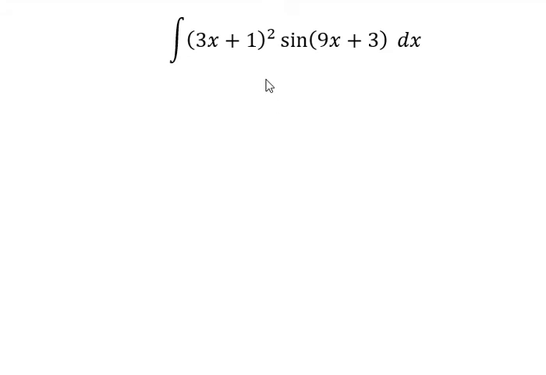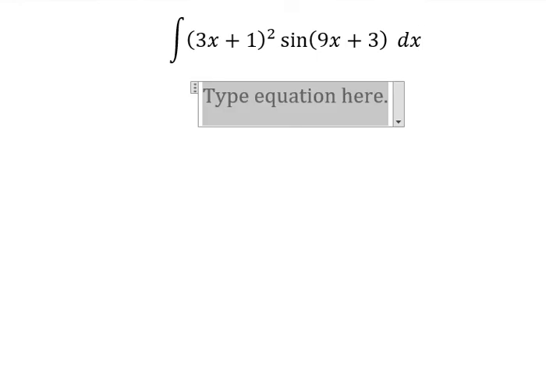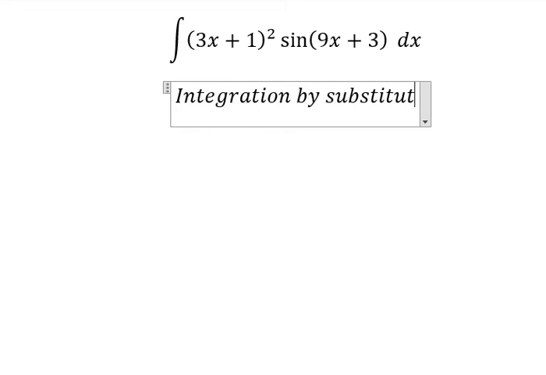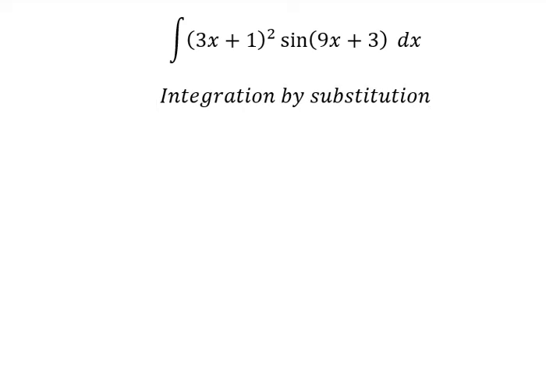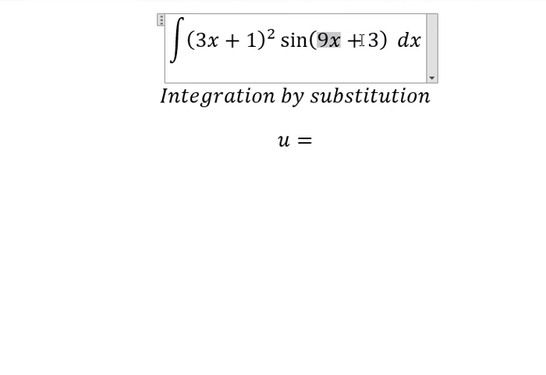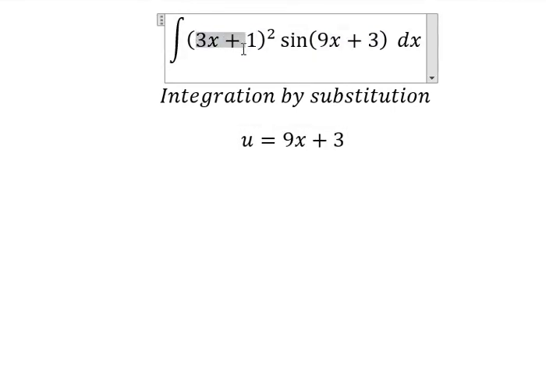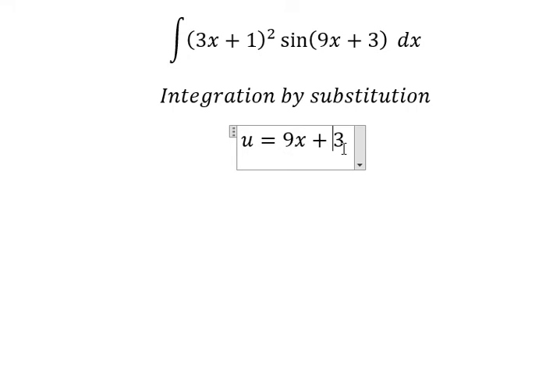The topic today is about integration. So now I will show you how to answer. We need to use integration by substitution. So I will put u equals to this one, because we have 3x plus 1, so we need to divide both sides by number 3.